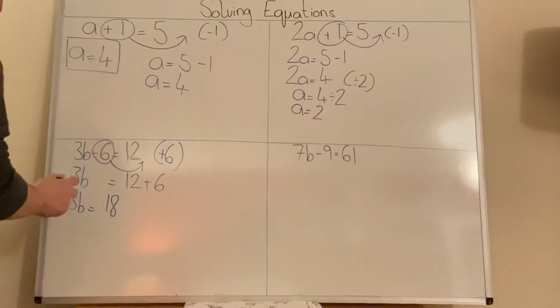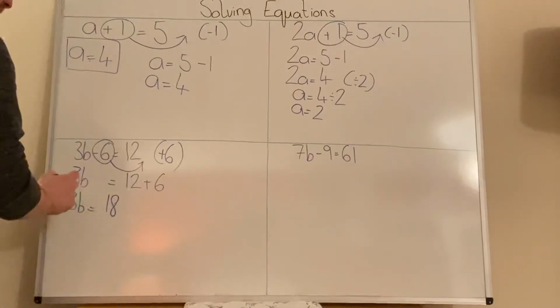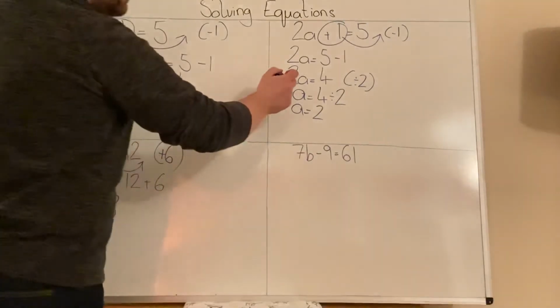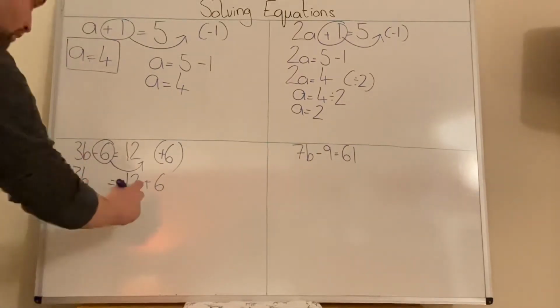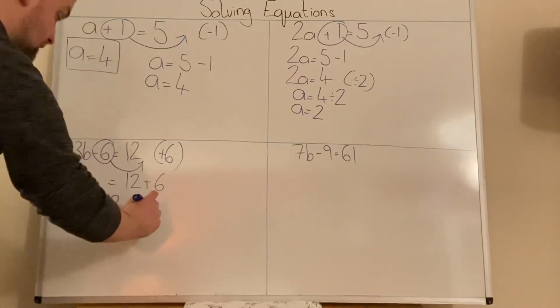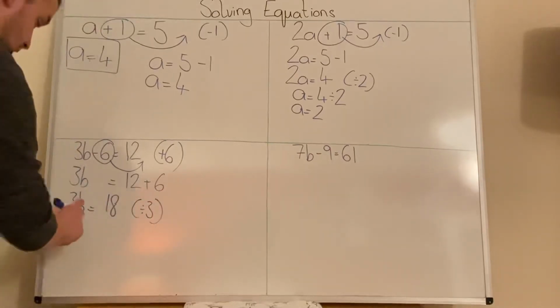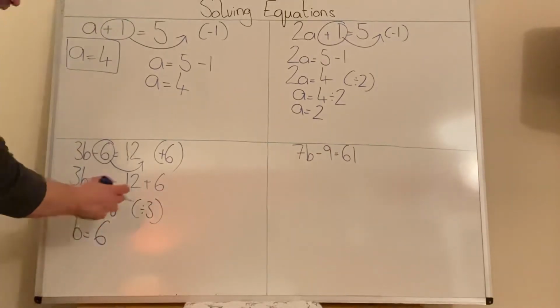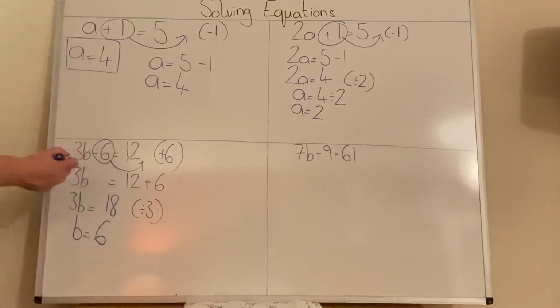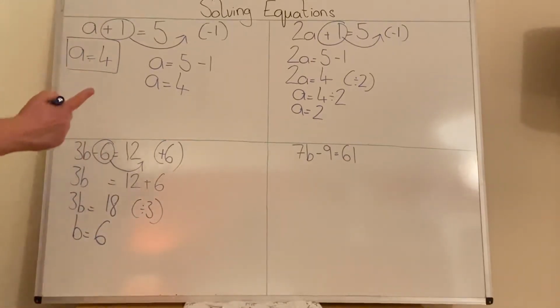Now, here we had 2a, we divided by 2. Here we've got 3b, so what we're going to do is divide by 3. So b equals 6. And when I say divide by 3, you're dividing both sides. You can't just do one side on its own. It must be both sides.